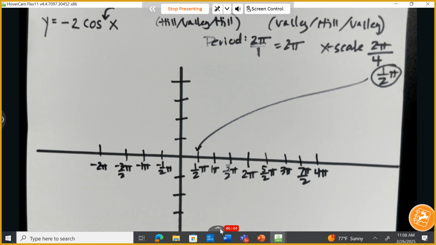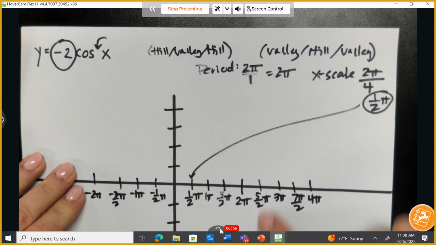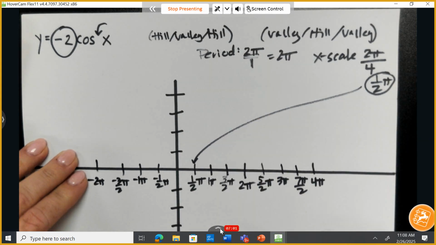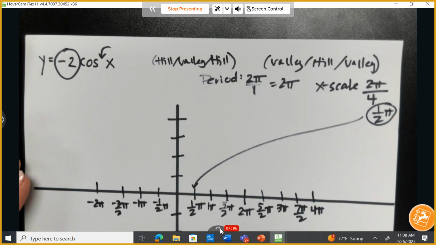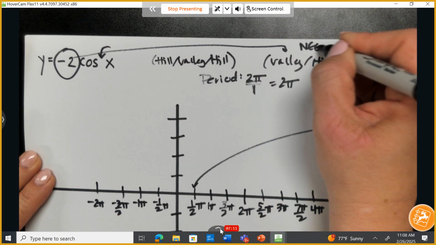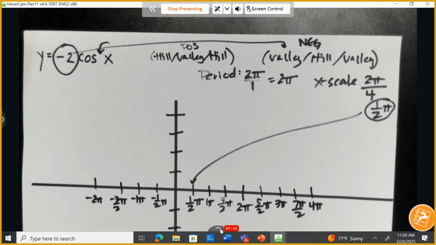Next, I want you to circle what is directly in front of the function, the cosine. Does that value tell us that this is going to be an example of a hill, starts high, goes to a valley, and then back to a hill? Or is it an example of valley, starts low, hill, valley? Which one is it? What does this tell us? Which option am I going to use? Valley. So draw a little arrow here. If it's a negative number in front, we're going to do valley, hill, valley. If it was a positive number, we do hill, valley, hill. That's only for cosine functions.